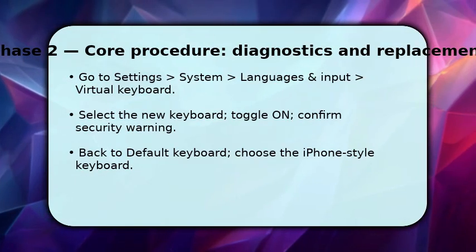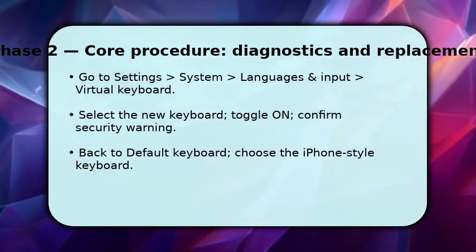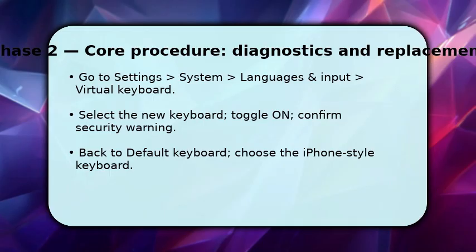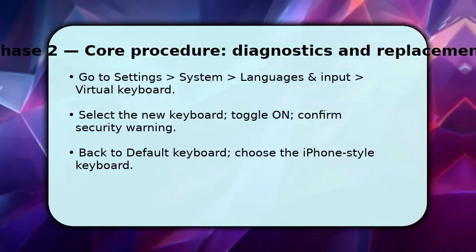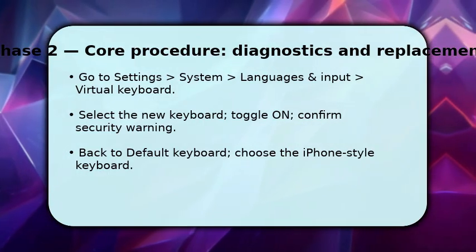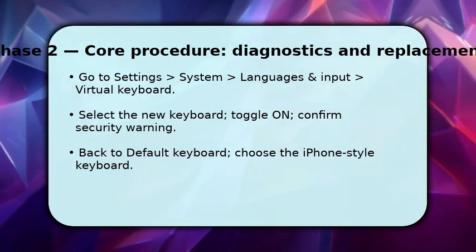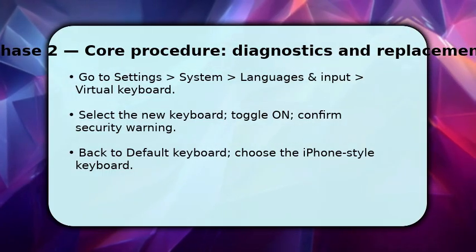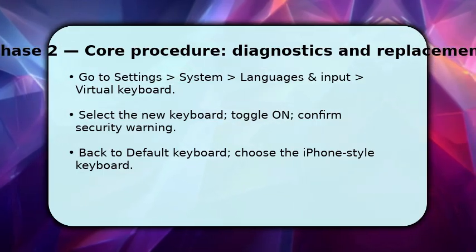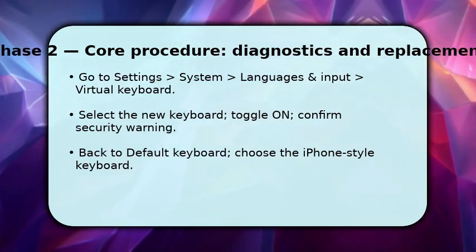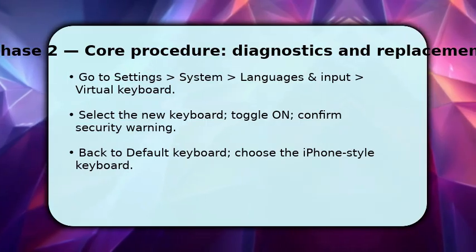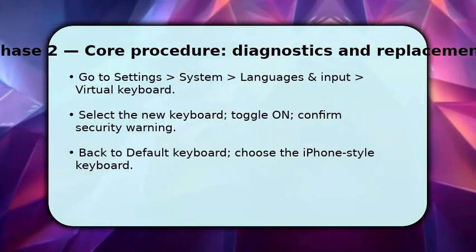Once done installing, open Settings and navigate to Languages and Input to enable the new keyboard. You will see a system warning about input methods. Tap OK and toggle the keyboard on. This lets the app collect typed text for features like suggestions. Next, go to Default Keyboard and pick the iPhone style option you installed. Make sure to test in a text field.